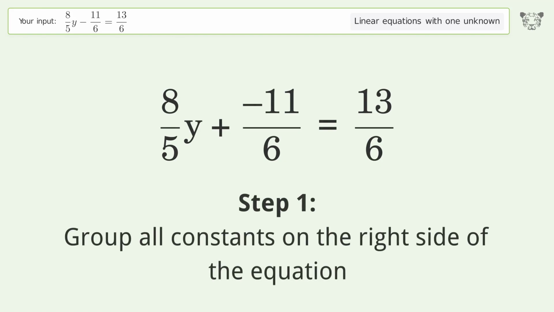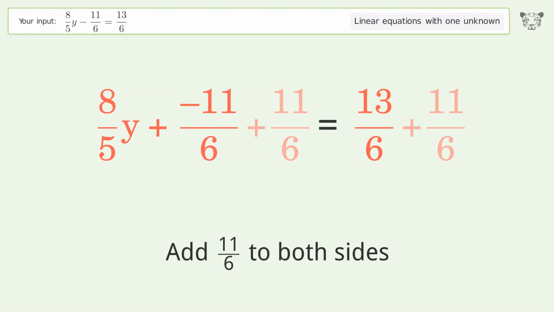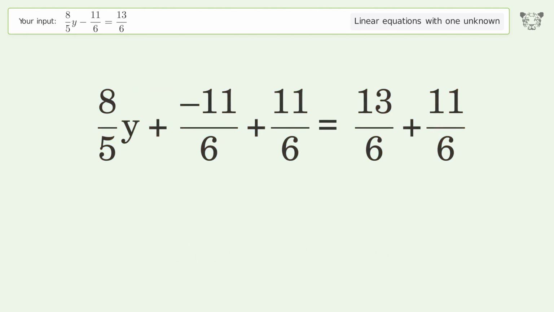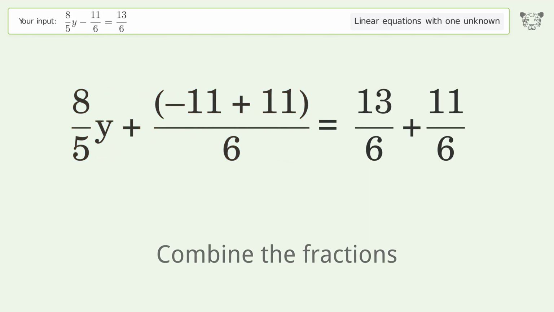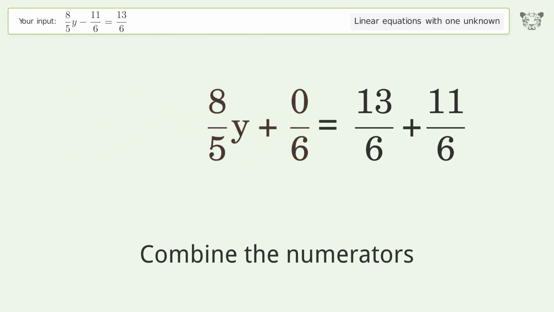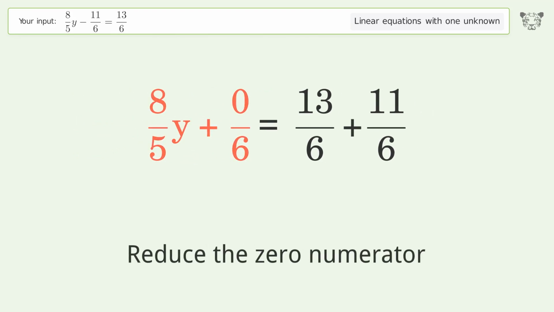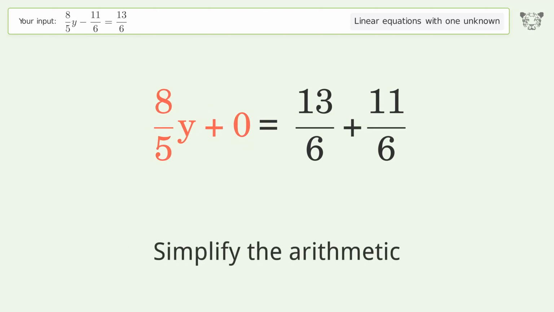Group all constants on the right side of the equation. Add 11/6 to both sides. Combine the fractions. Combine the numerators. Reduce the zero numerator. Simplify the arithmetic.